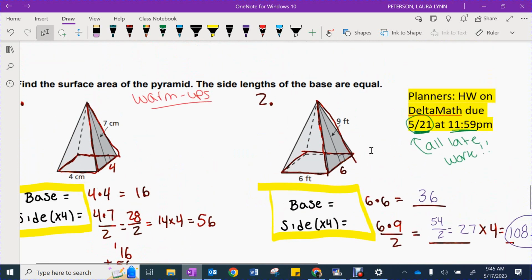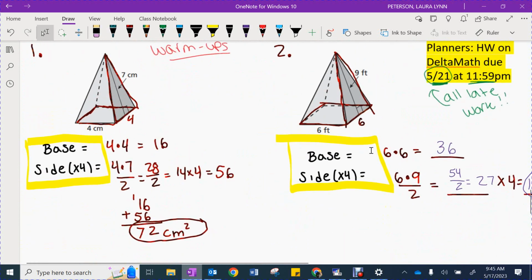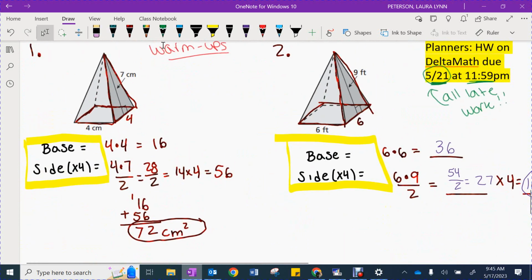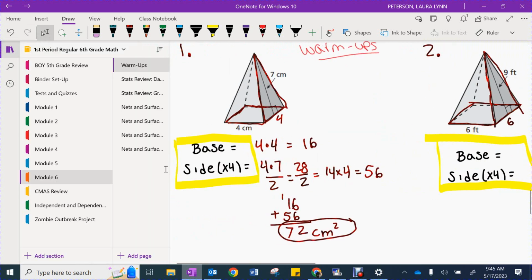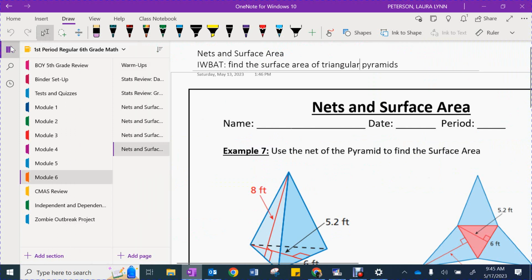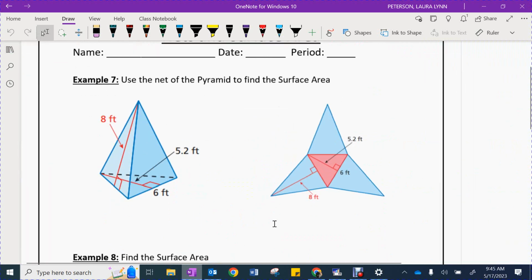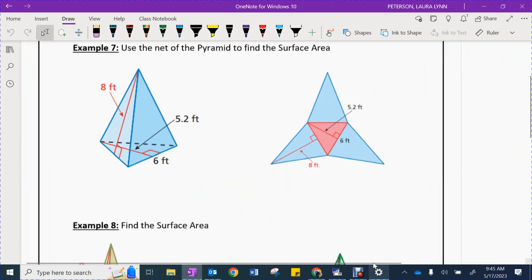Okay. From here, we're going to do our last page of our notes, and then for the rest of class, you are working on your homework. So make sure the Delta Math stuff that you've been working on all week gets done. At this time, take out your note packet and turn to the very, very last page where it starts example 7.